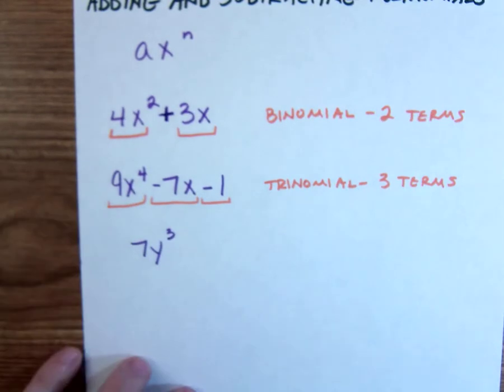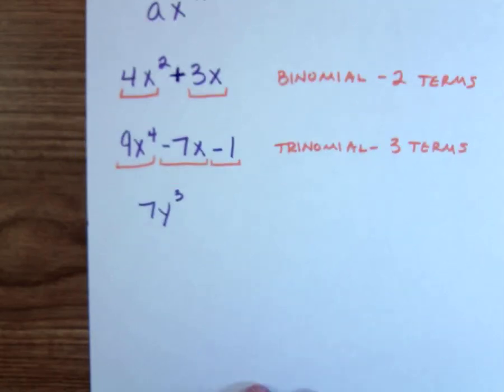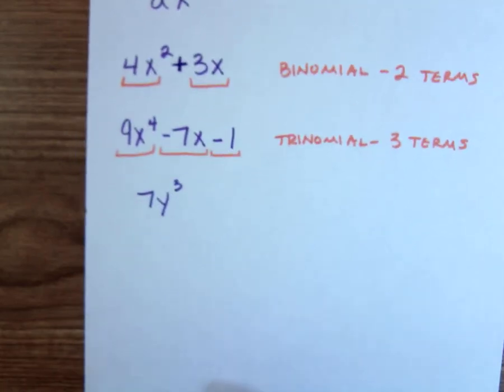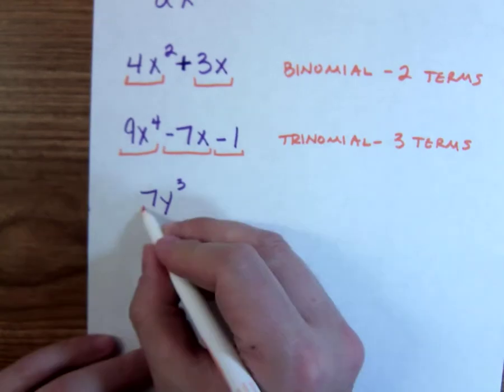Okay, how about this? What do you think that one's called? Single nomial? Polynomial? They're all polynomials. So this one's a kind of polynomial. How many terms does it have? Just the one. Any guesses?